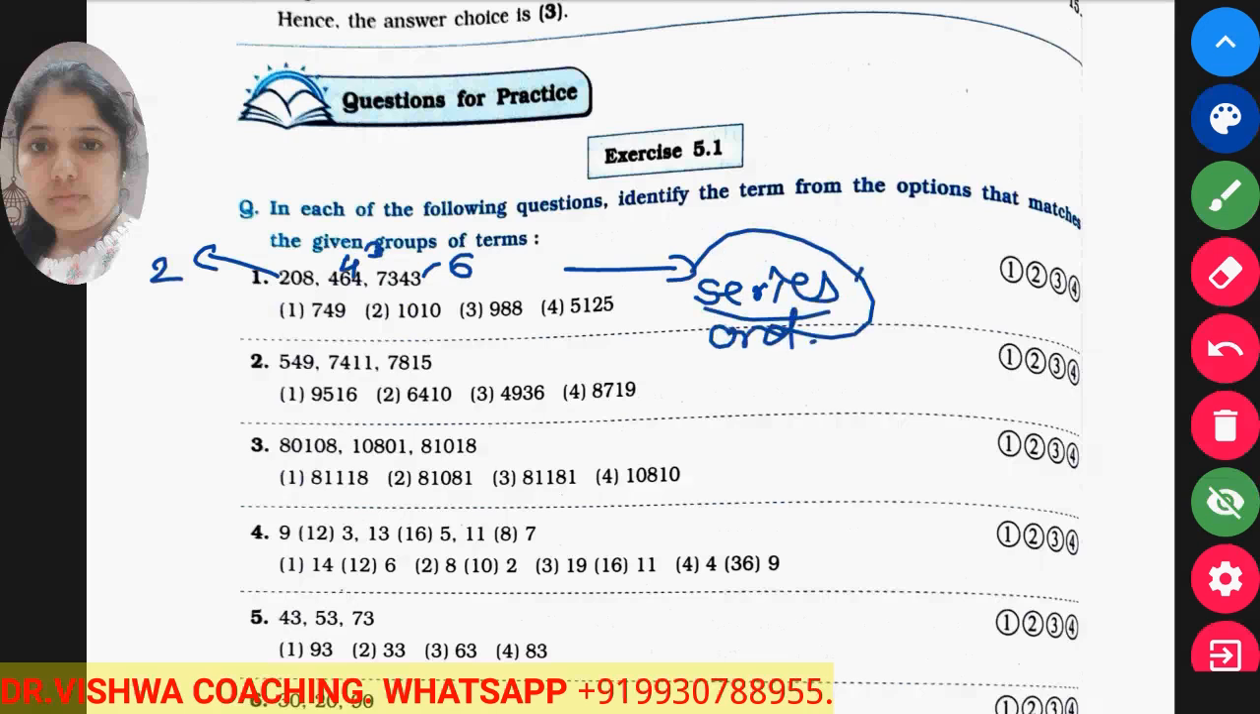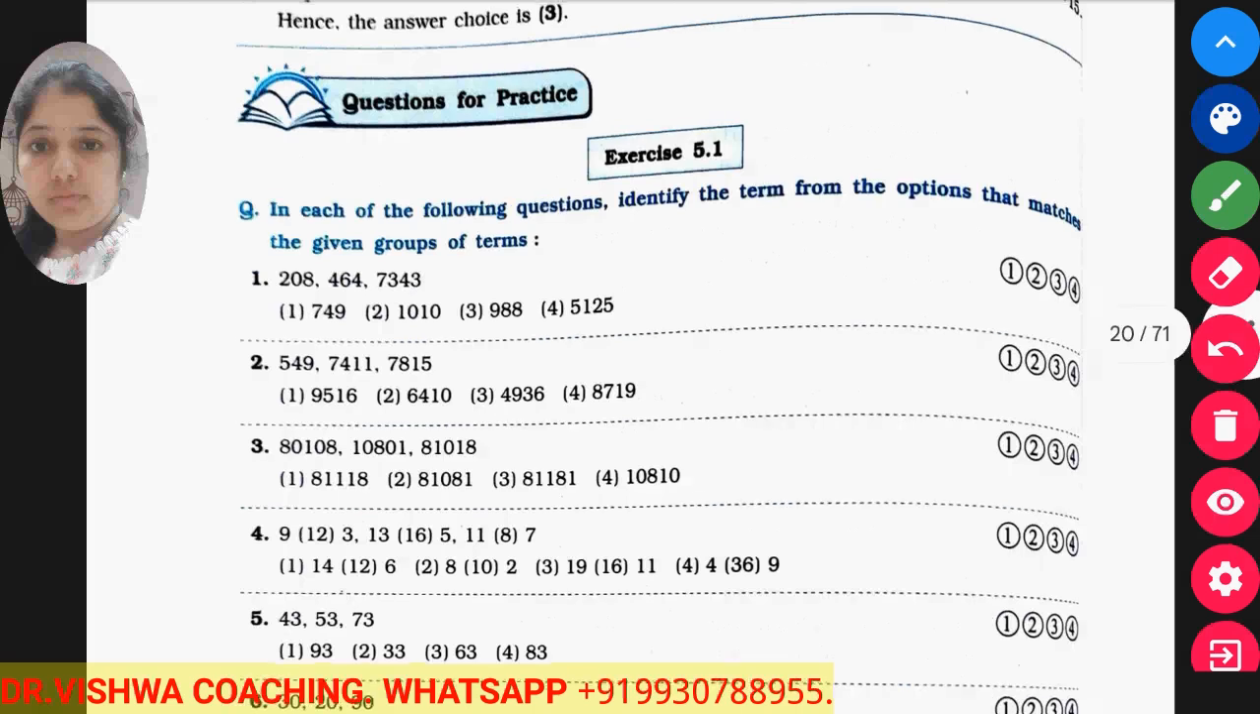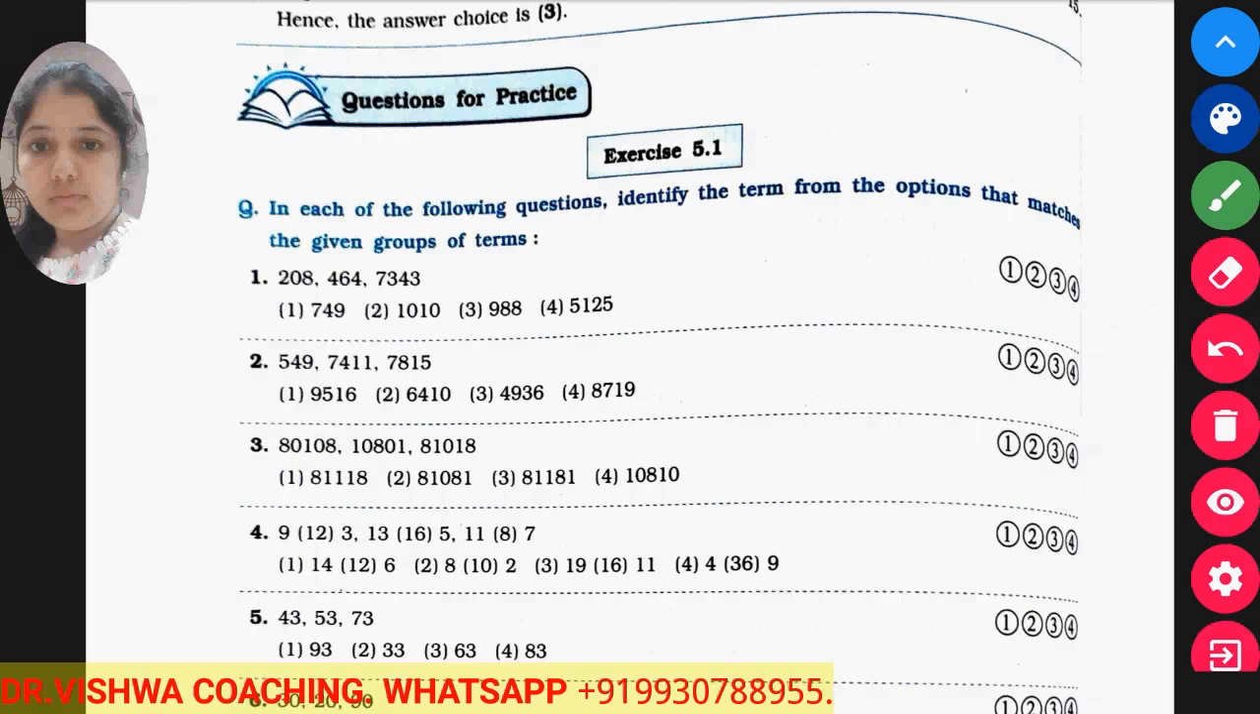The series and order pattern was shown in the previous chapter, where terms are related in one order, one series, one line. Here we have to just identify the term which shows the similar pattern. It is not that the term will come after 7343 or before 7343. We just have to identify the term. We don't want the sequence, the series, or the order.